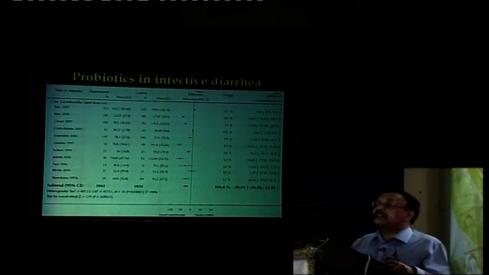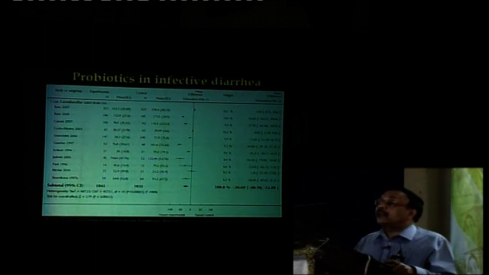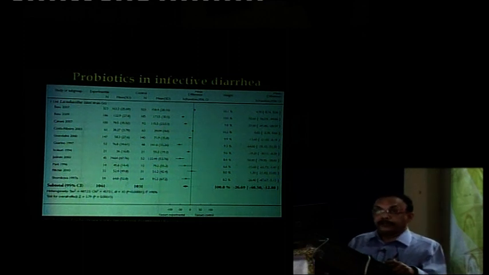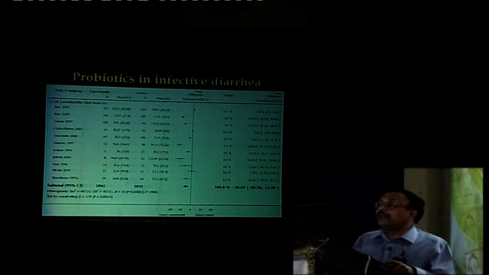Now, the benefit of probiotics has been proved beyond doubt in patients with infective diarrhea. This is to show you a meta-analysis and a forest diagram which favors probiotics in treatment of acute infective diarrhea. The 14-study meta-analysis shows a benefit of reduction of infective diarrhea by 1 to 2 days. The average reduction was 30 hours.